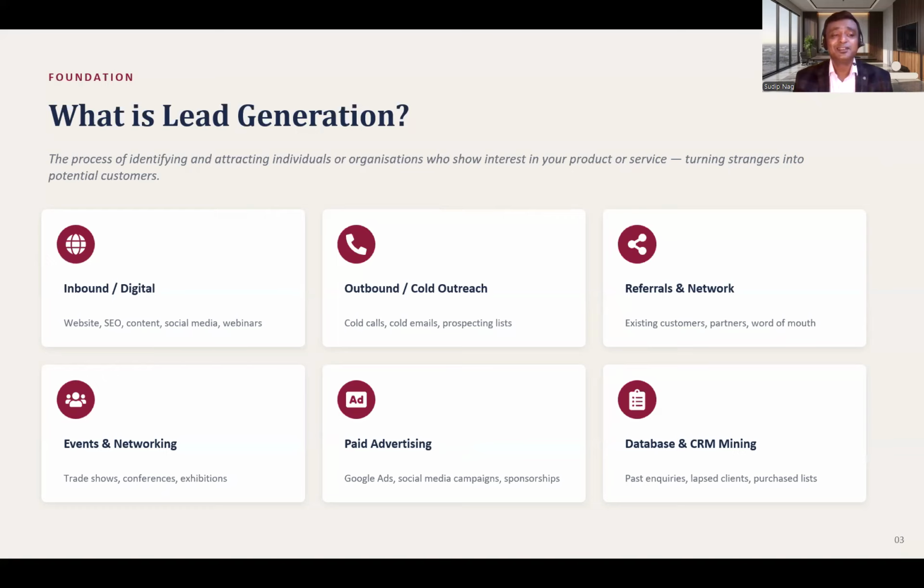Inbound: digital, websites, SEO, content, social media, webinars. That means from where and how you will generate the leads. Then outbound, cold outreach. Inbound is where you have already posted on various platforms and people are calling. Outbound is where you call them. This is where people are a little circumspect, with outbound and cold calling, because you are calling people, they may be busy, and they are not expecting the call. So that is something people really just avoid.